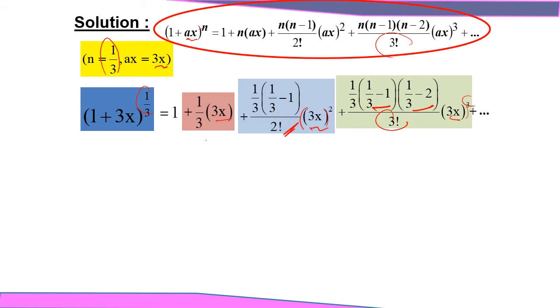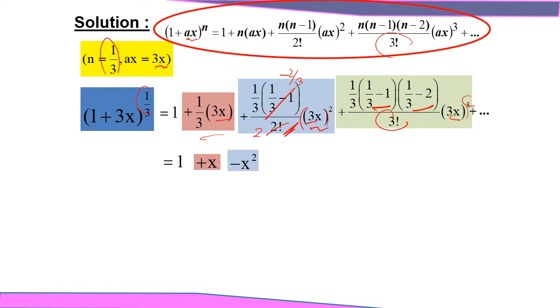Now what should we do? We have to simplify every term. The first one is 1. The second one, 1 over 3 times 3, is equal to 1, so 1 plus x. Then the third term: 1 over 3 times negative 2 over 3. Negative 2 over 3 times 1 over 3 is negative 2 over 9. Negative 2 over 9 divided by 2 is negative 1 over 9. And 3 to the power of 2 is 9, so it gives negative x squared, since 9 divided by 9, right?